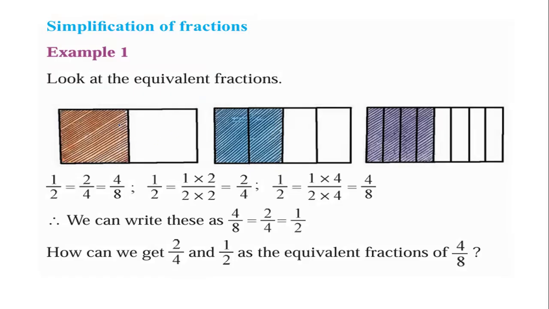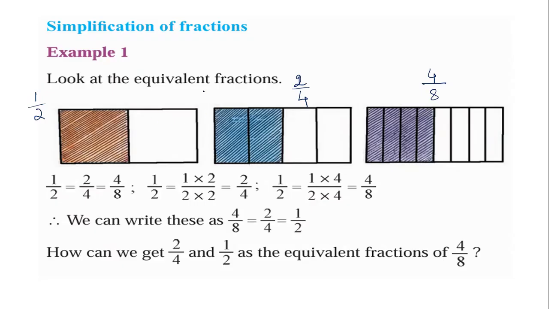This is a rectangle divided into two equal parts. One part is shaded. This can be written as 1 by 2. This rectangle is divided into 4 equal parts. Out of 4, 2 parts are shaded. This can be written as 2 by 4. This rectangle is divided into 8 equal parts. Out of 8, 4 parts are shaded. This can be written as 1 by 2 equal to 2 by 4 equal to 4 by 8.